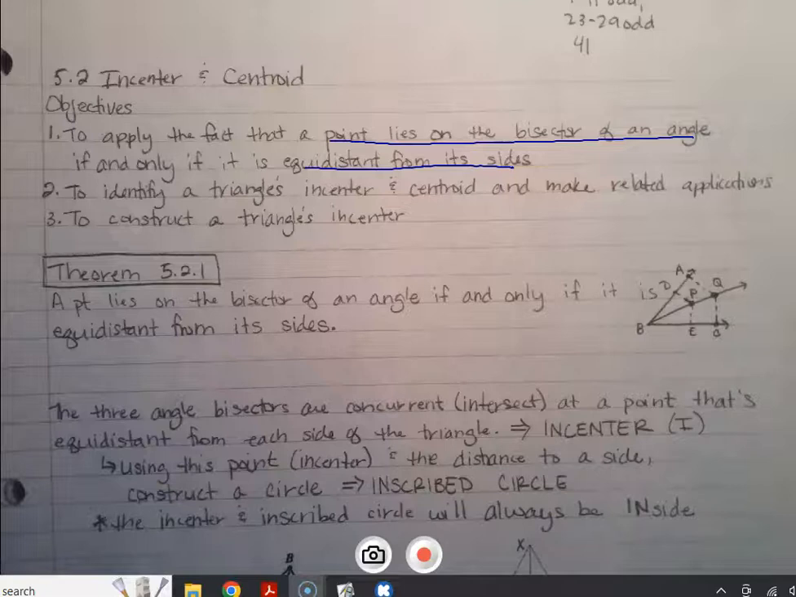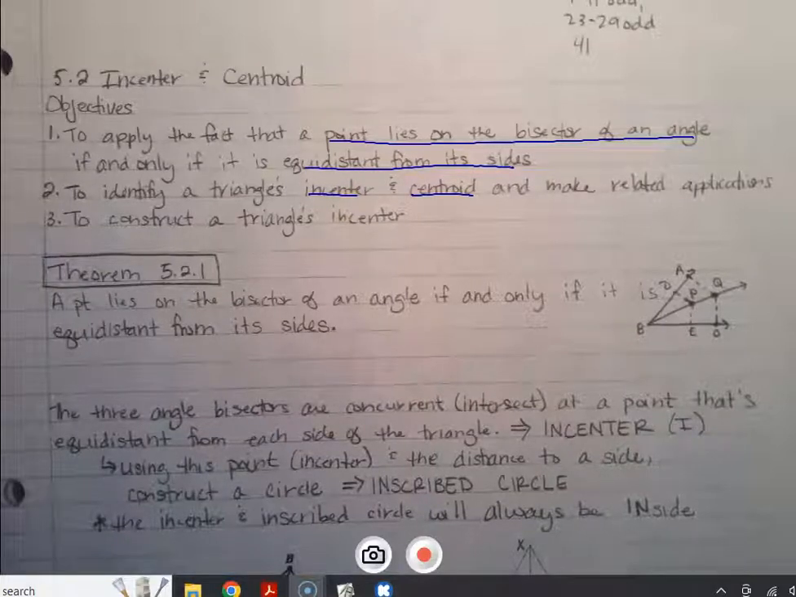So then our other objective is to identify the triangle's incenter and centroid. So that's 4 different centers we're going to have. Yesterday we had the orthocenter and the circumcenter. Today we're looking at the incenter and the centroid. All right, we're going to make some related applications. And then we're going to construct, I'm going to put quotations around this because we're not actually going to construct it the way we should, but we're going to do it like we did yesterday.